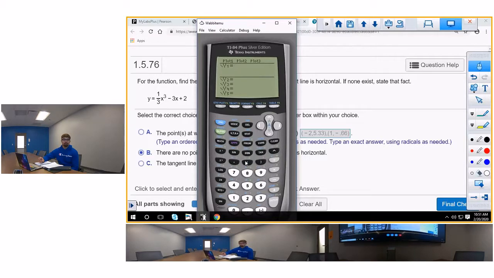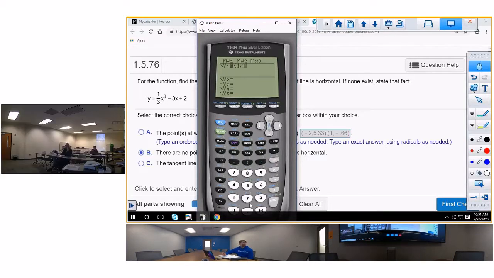Yep. y equals 1 divided by 3, x to the third power, minus 3x, plus 2. And graph.